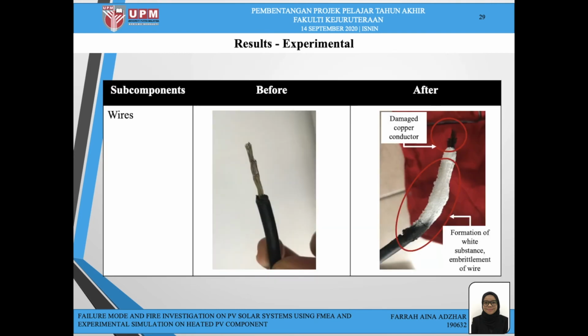So this is the image of the wires. Basically, I apply heat to the wire, the conductor part, to simulate internal resistive heating. So the heat should be conducted through the wire. And after the experiment, we find that the copper conductor is damaged and there is a formation of white substances as well as embrittlement of wire. So this serves as a post-fire indicator. If at a fire scene you see these kinds of indicators, that means there may have been internal resistive heating or a fire nearby of the wires.